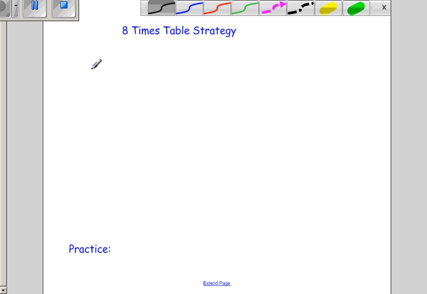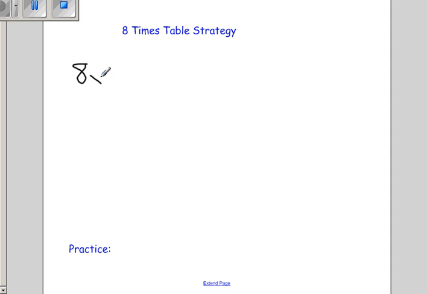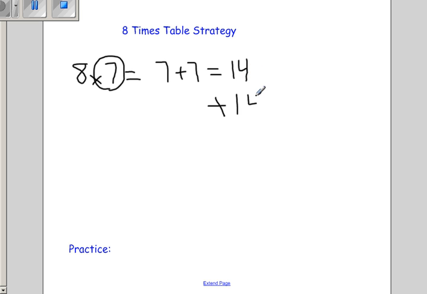So if I have a problem, 8 times 7, okay? Well, what the strategy says is take your number that you're multiplying by 8, so it's the 7, and double it one time, okay? And what's 7 plus 7? 14. What it says to do then, step 2, double 14. So what's 14 plus 14? Well, 4 plus 4 is 8. 1 plus 1 is 2.